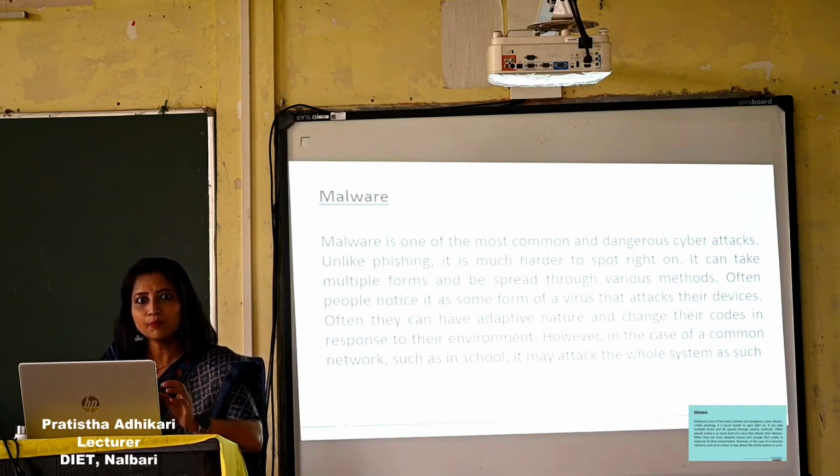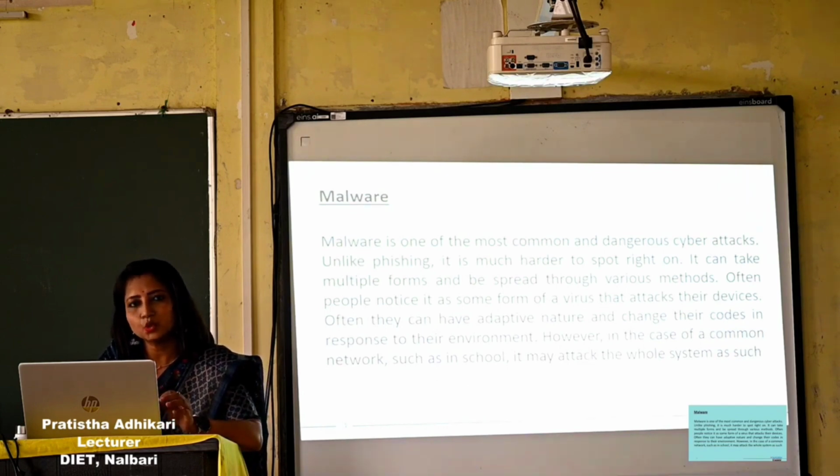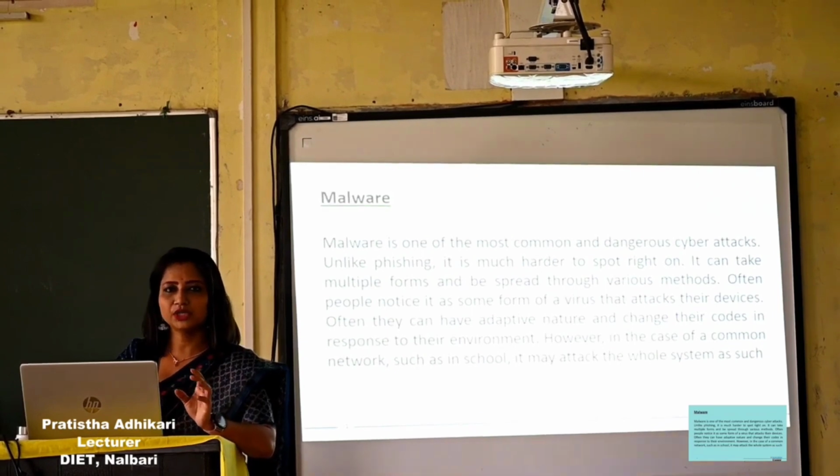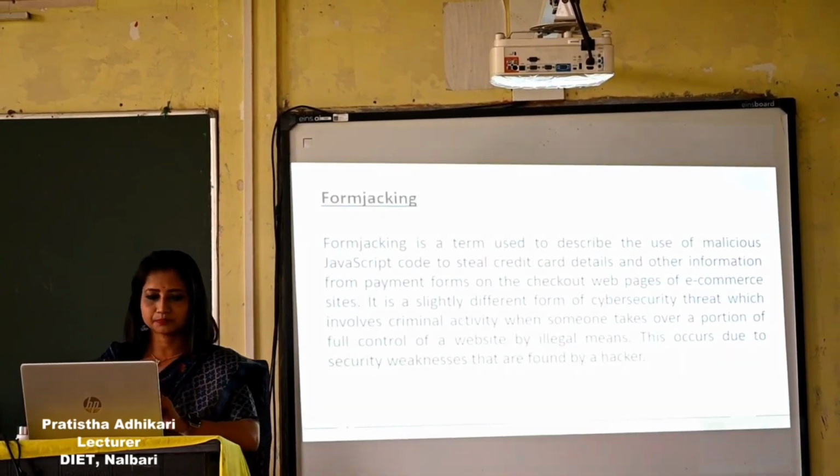So with malware, it is not just a simple virus attack. It can have access to all the information of the people who are associated with that particular system.